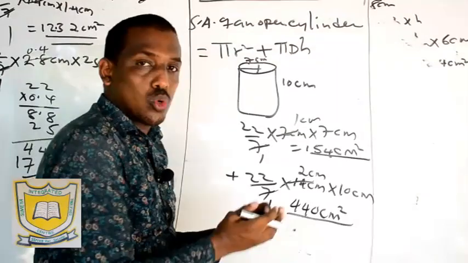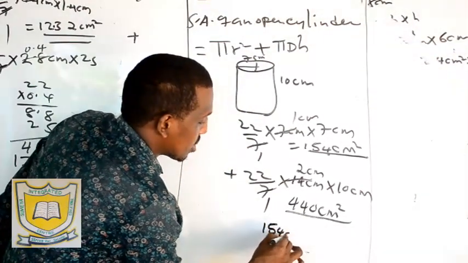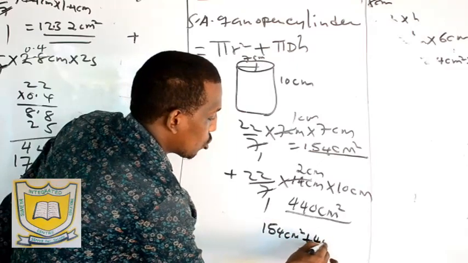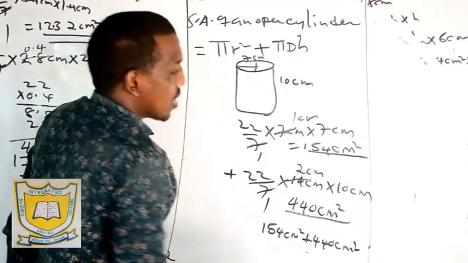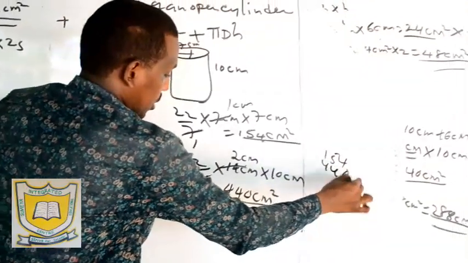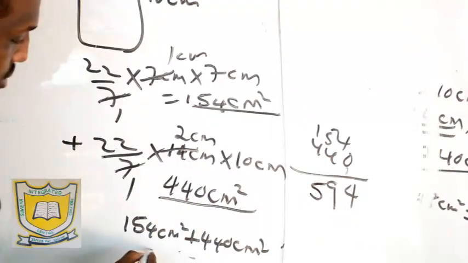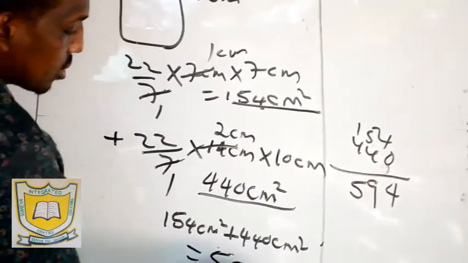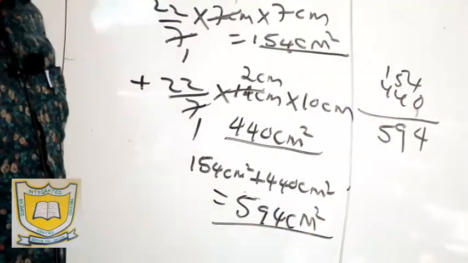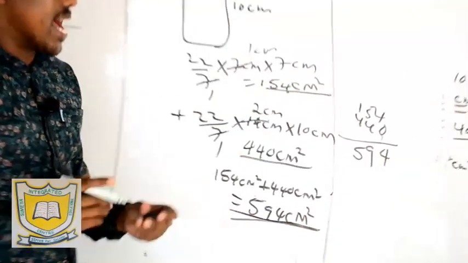What do we do now? We add the two. 154 centimeter squared plus 440 centimeter squared. We say 154 plus 440, so you get 4 and 9, 5. So you will get 594 centimeter squared. That's how we get the surface area of an open cylinder.